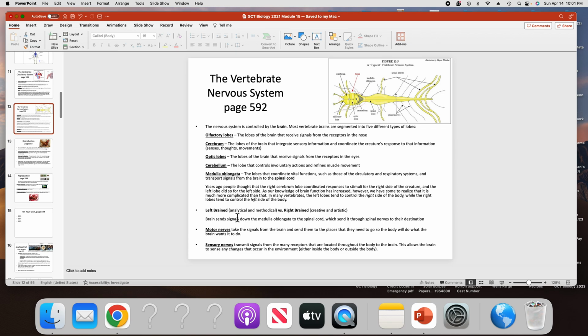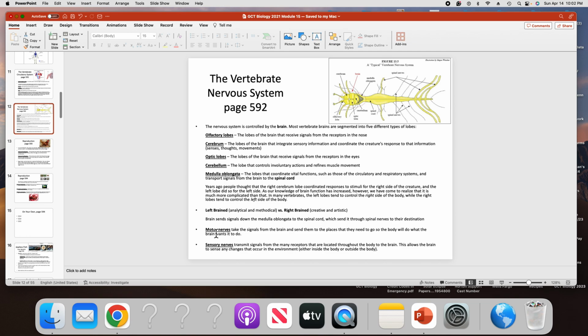People who are more analytical and methodical tend to be considered left-brained, versus people that are creative and artistic are often called right-brained. However, most everybody is some sort of blend of both.